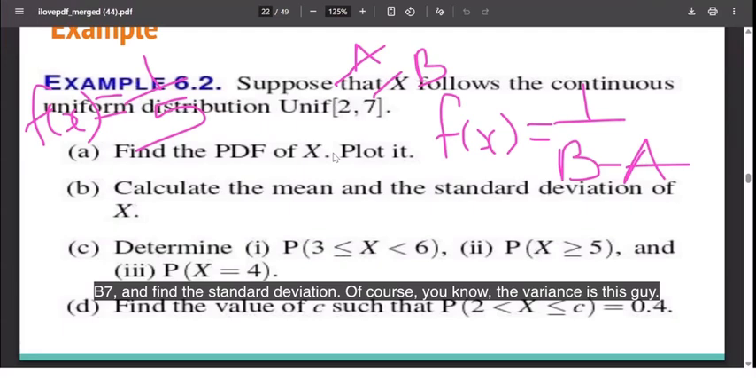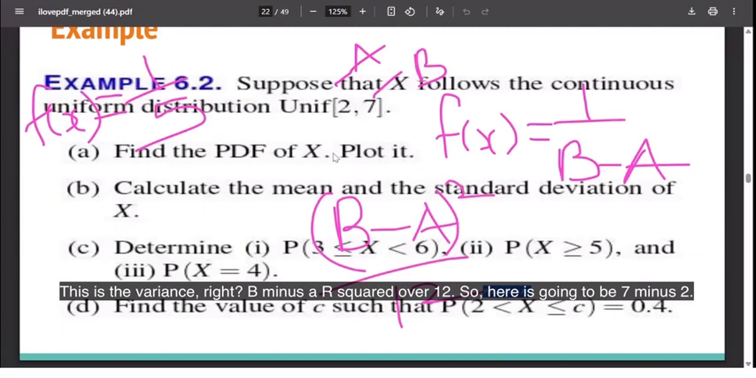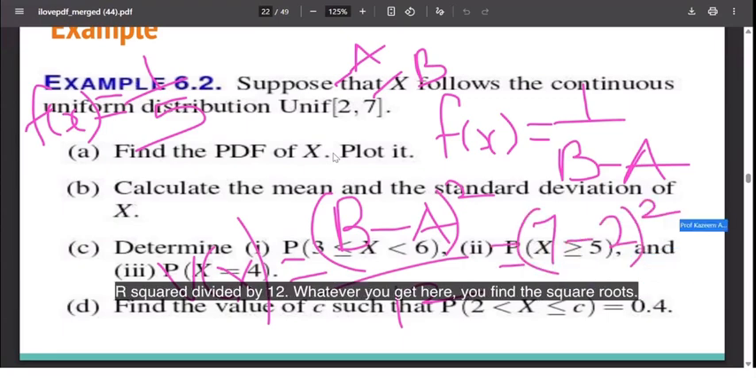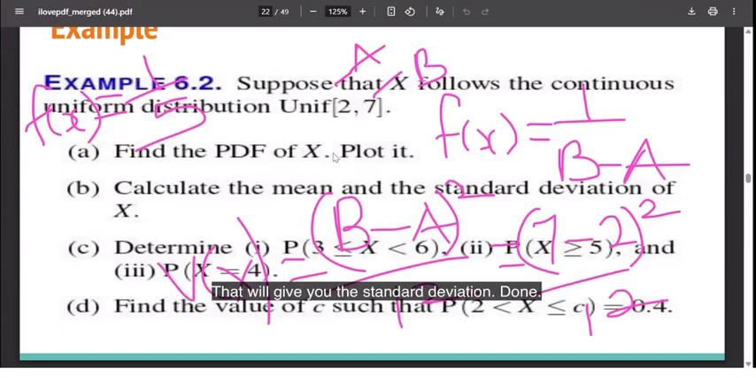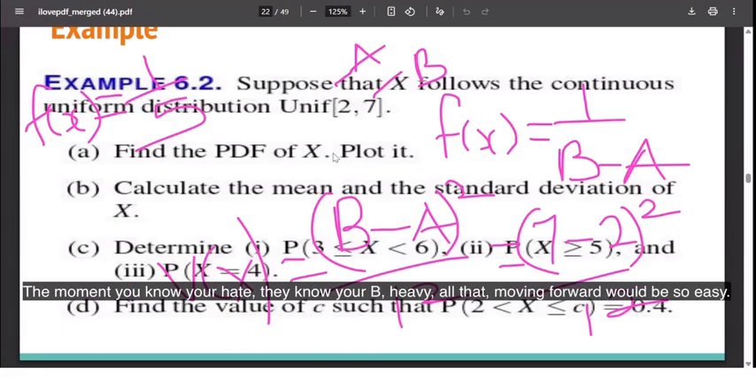And find the standard deviation. Of course, you know the variance is this guy: (b minus a) all squared over 12. So here it is going to be (7 minus 2) all squared divided by 12. Whatever you get here, you find the square root. That will give you the standard deviation. Done. Easy peasy, right? All you need to do is figure out what your a is and what your b is. The moment you know your a and your b, everything moving forward will be so easy.